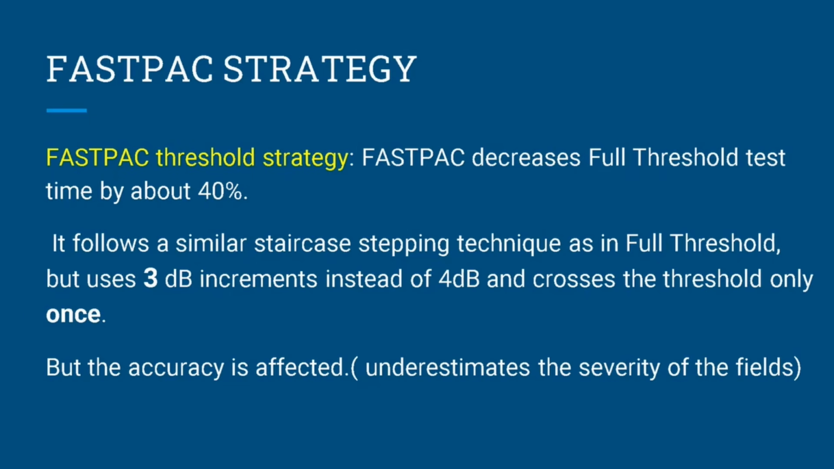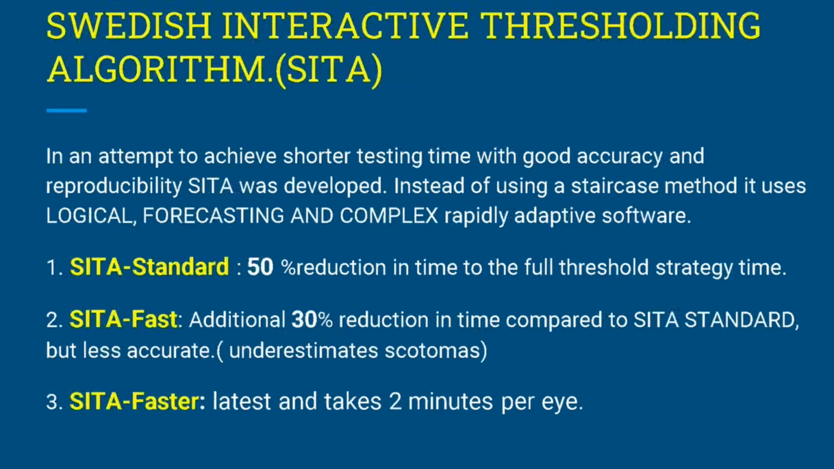The Fastpac strategy. It is similar to the full threshold. The stimulus here is varied in steps of 3 decibels instead of 4 decibels, and the threshold is crossed only once. Therefore, the time taken is also 40% less, but at the cost of accuracy.